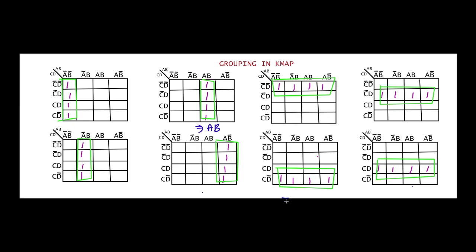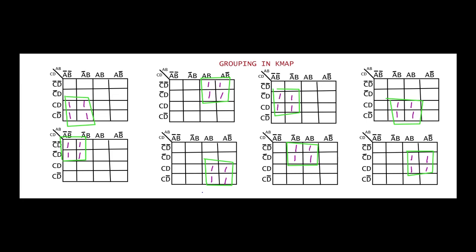Here we'll see about this one. For this you don't have any common term, whereas in this row you have a common C and D. In this Kmap you will have CD. In this Kmap you will have C bar D. So these are the different possibilities.